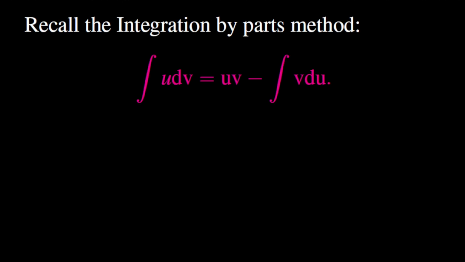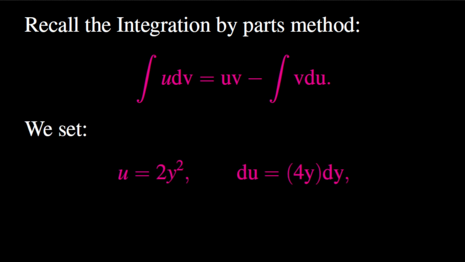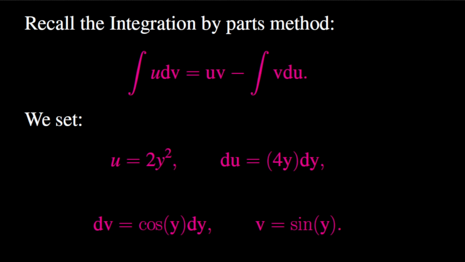Let us briefly review the method of integration by parts. We know that the integral of u dv is equal to u times v, minus the integral of v du. Thus, we set u equal to 2y square, so du equals 4y dy. And dv equals cosine of y dy, and v equals sine of y.